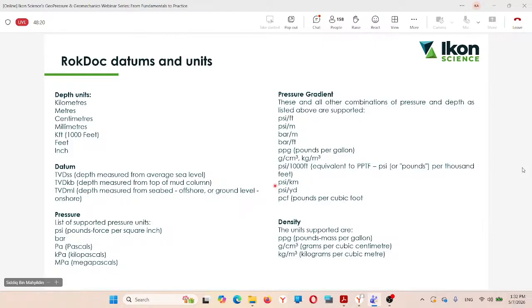In terms of depth, you can use any depth units that you are familiar with, kilometers, feet, up to you. The datum, we can change accordingly to TVDSS, TVDKB, TVDML, depending on whether you're operating offshore or onshore. Pressure, you can use bar, PSI, MPa. Same goes for pressure gradient, PSI per foot, bar per meter, bar per foot. And density, you can use ppg, gram per cc, and so on.